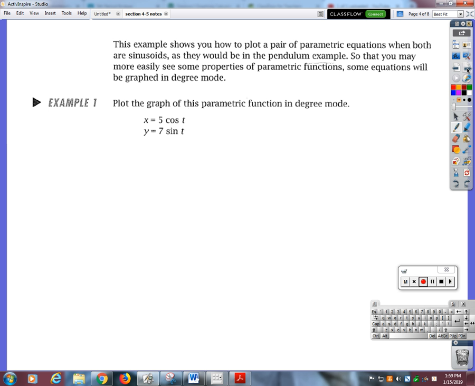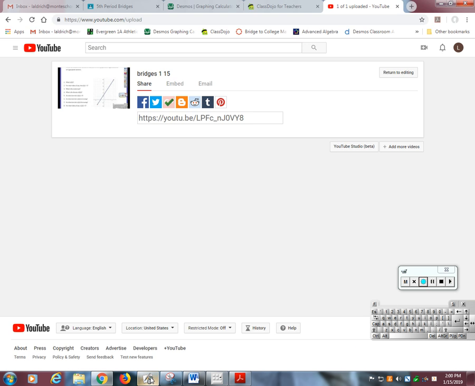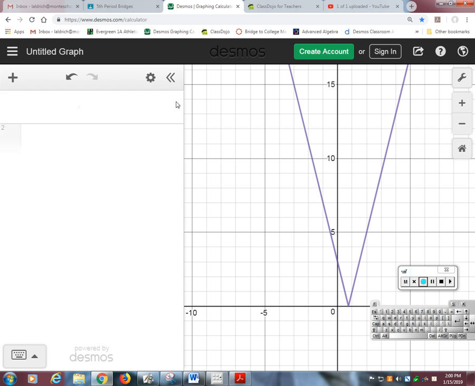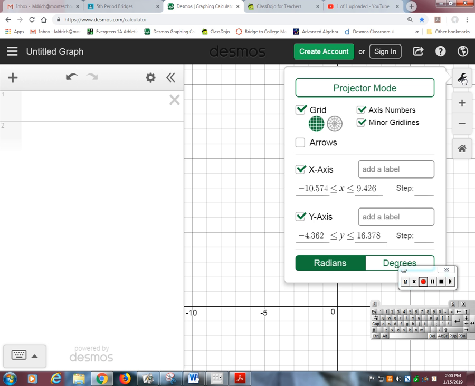So the first thing we're going to look at, it says plot the graph of this parametric function in degree mode. So when you guys are on Desmos, to get into degree mode, the default is radians, so you will have to change this. To get into degree mode, you hit the tool button, and then this menu pops up.